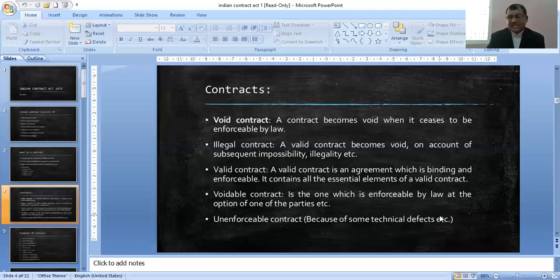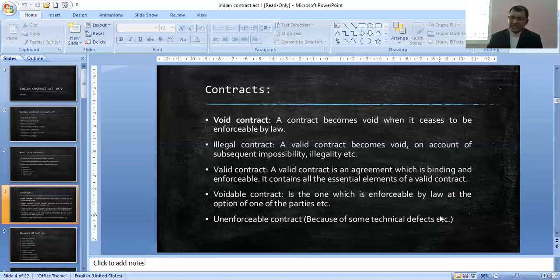For example, what is an example for a void contract? Suppose you enter into a contract with a minor, a 10-year-old boy. The 10-year-old boy says this house belongs to me, I am going to lease it out. So you attain a lessor-lessee relationship. He's signing the contract. Everything, the rental agreement, has been signed.